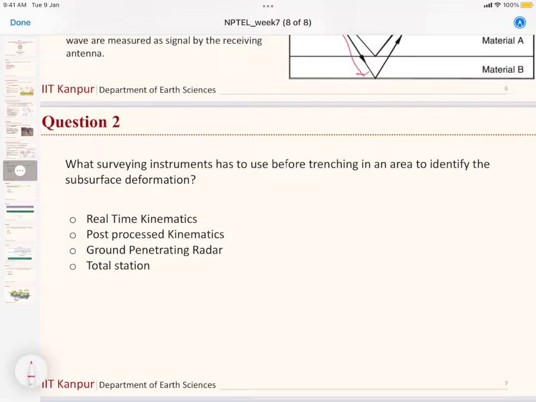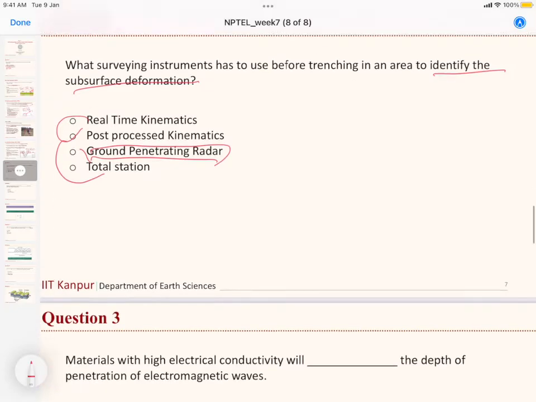So the next question is, what surveying instrument has to be used before trenching in an area to identify the subsurface deformation? The keyword here is that we want to identify the subsurface deformation. As I have already discussed, now answer me, what would be the answer? Yeah, definitely, good. GPR is the geophysical technique that we use to map subsurface features. So definitely the answer would be GPR, because the other three are surveying methods. Okay, moving ahead.